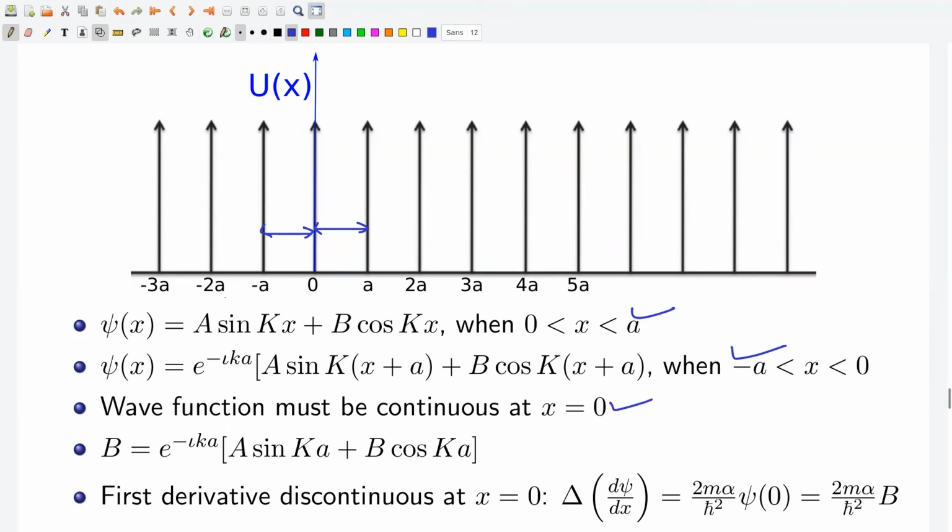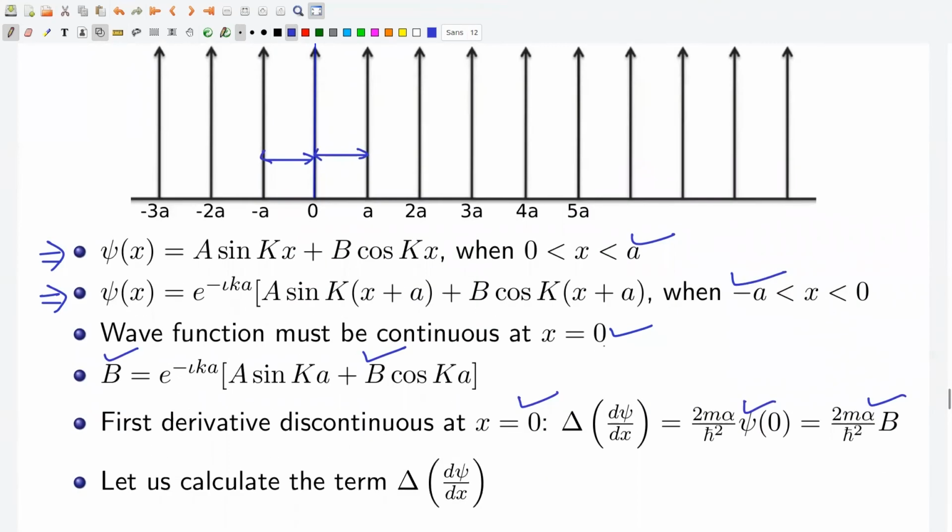So putting x equal to 0 in the first equation, we get b. Similarly, putting x equal to 0 in the second equation, we get this term. Since we are dealing with delta function potentials, the first derivative is discontinuous at x equal to 0, and the discontinuity is equal to 2m alpha by h cross square times b. Let us calculate the discontinuity of the first derivative at x equal to 0.